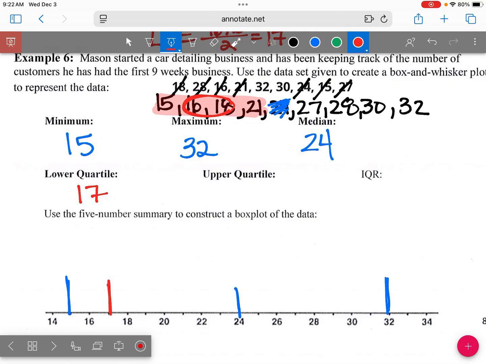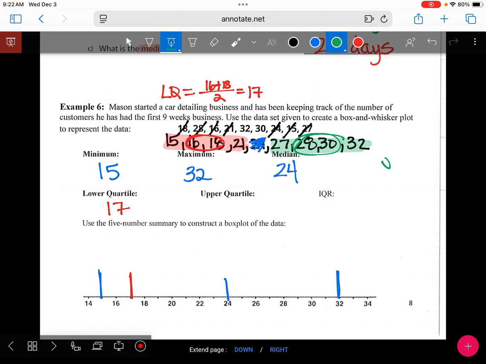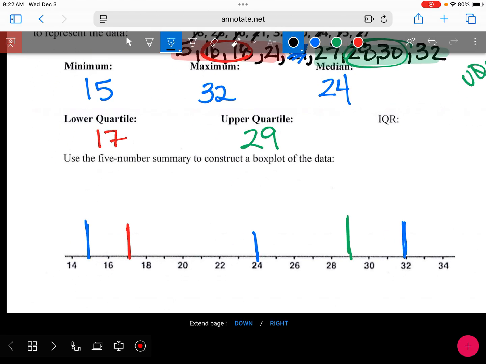And then when I look at the upper half, which is this one here, I got 2 numbers in the middle, right? The numbers I have in the middle are 28 and 30. So to find the upper quartile, you would add 28 plus 30 divided by 2. So what number is in the middle of 28 and 30? 29. Draw me a line right there. Now, the middle 3, we're going to connect these to make a box. And then we just draw the whisker.